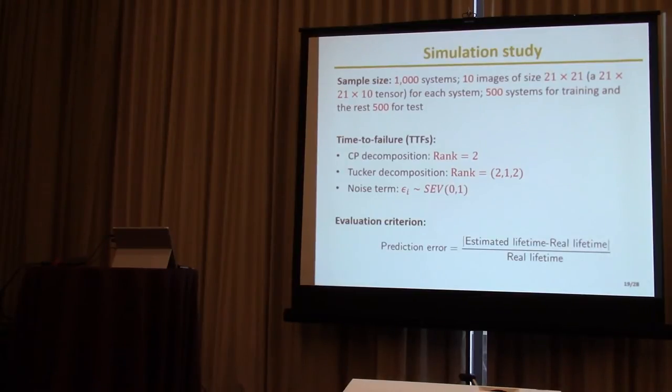We generate two types of TTFs. One is from CP decomposition with rank 2, and the other is from Tucker decomposition with rank 2-1-2. We add the SEV distribution noise term, evaluate the performance of the model using the test data, and calculate the prediction error using this equation.